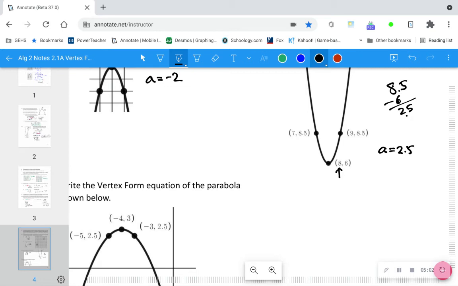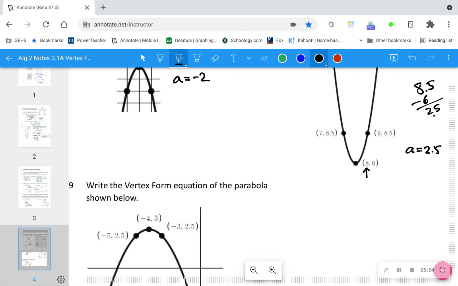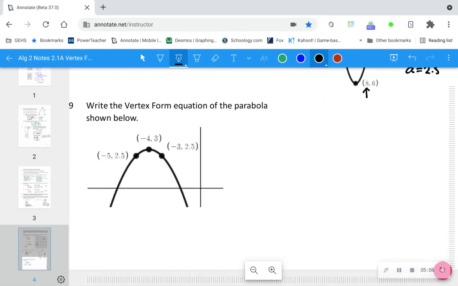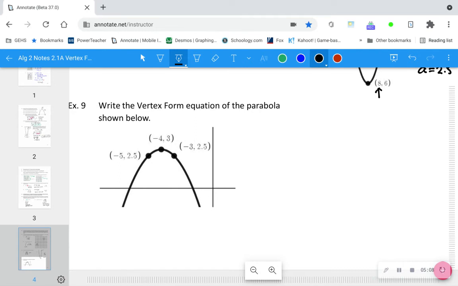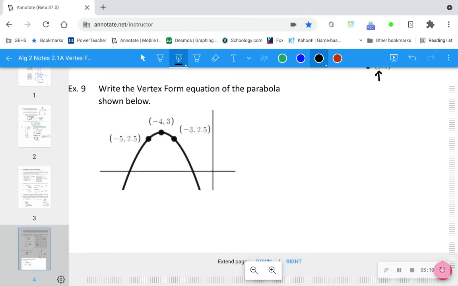Okay, so let's kind of try a few of them here. Write the vertex form of this guy here. Okay, let's see what we got here. Well, my vertex is there, so this is H and K. And all I have to do is find A. And it's convenient here. You'll notice that this -4, when I go one to the right, I get to -3. So if I could just figure out how far down I'm going, I'll be good.